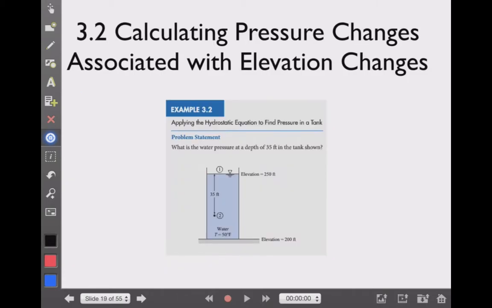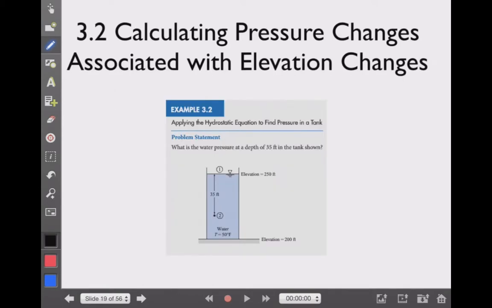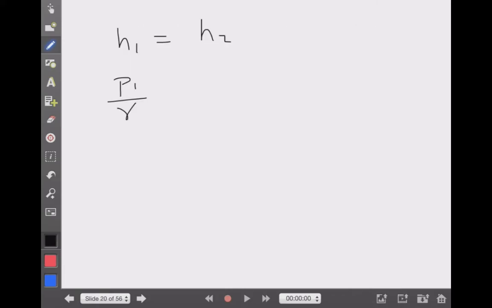So let's just write that out quickly. What that says is that the piezometric head at point 1 is going to equal the piezometric head at point 2. Expanding that out, we have P1 over gamma. Now gamma is constant because we just have water in this tank. It's just water at 50 Fahrenheit, and that's going to be equal to this. And the head at point 2 is going to be P2 over gamma plus Z2. And so we want to find P2.